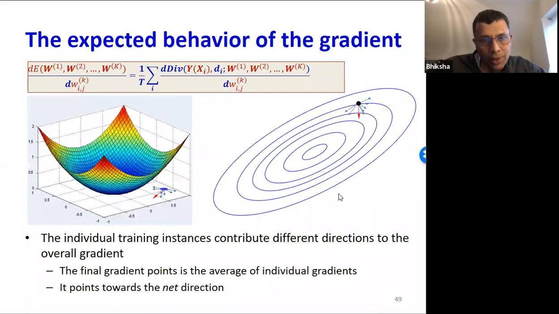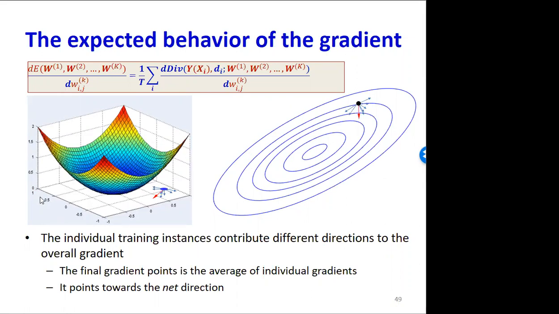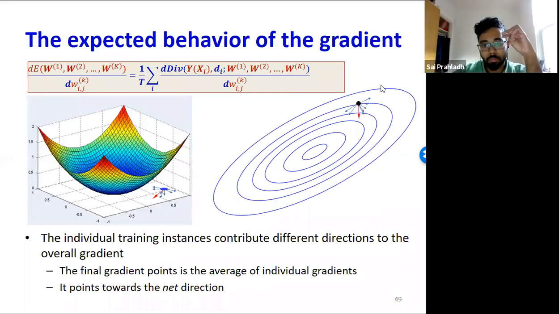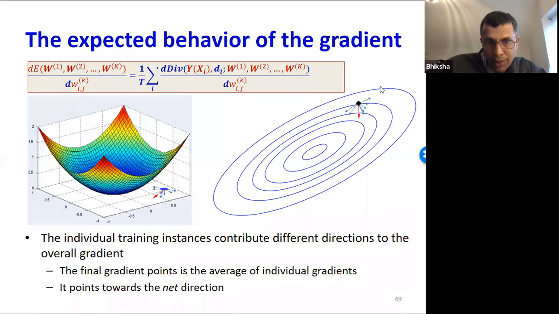So here's what happens. This loss function is the average of many different divergence functions. These are the parameters. This is the loss. If I have a current estimate, which is say here, and then I look at the derivatives of the divergences for the individual training instances, each of them is going to be pointing in a different direction. The overall divergence that we are going to use for the actual batch update, right?